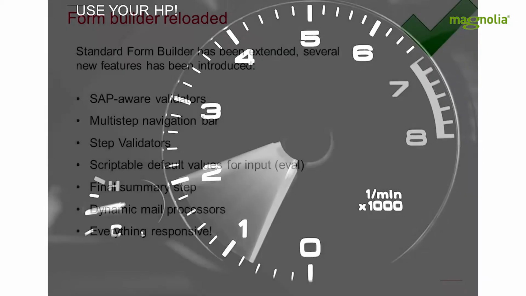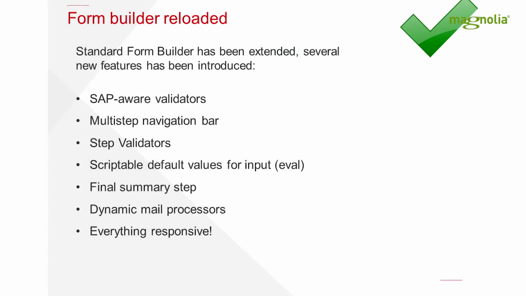So you have horsepower, you're using Magnolia, so just use the power. We reloaded the form builder, we enhanced it with some additional features. For example, we introduced SAP-aware validators, a multi-step navigation bar, step validators, scriptable default values, a final summary step, a dynamic mail processor, and everything is responsive.